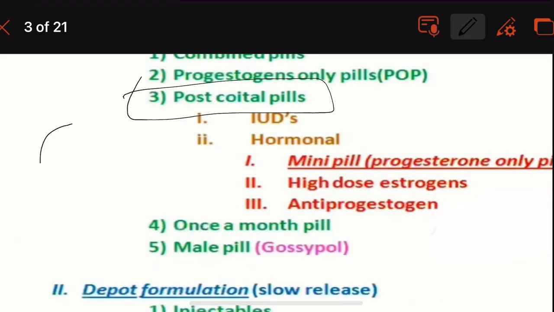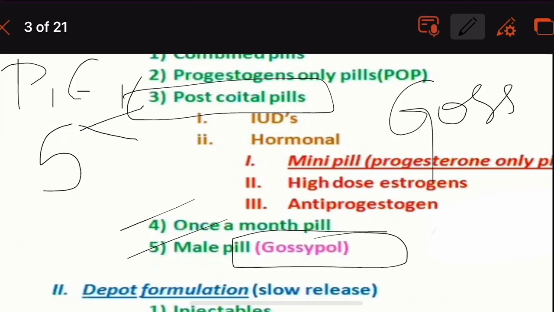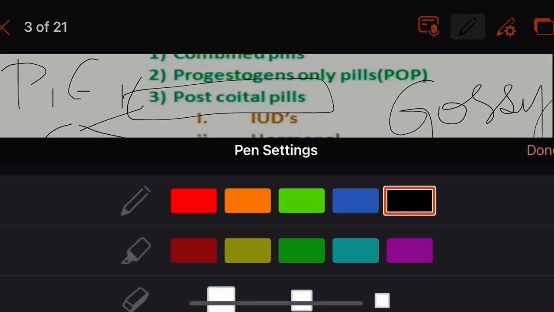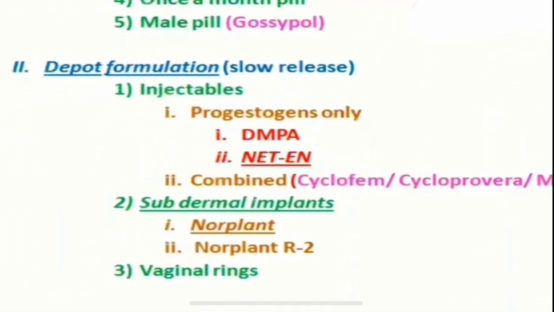What are the 5 subheadings, guys? Combined pills, progesterone only pill, post-coital, under which we saw IUDs and mini pill, high doses of estrogen, anti-progestogen. Once a month pill, and male pill, popularly known as gossypol. Fine. Now the oral pills are clear. Now let us move on to depot formulation.